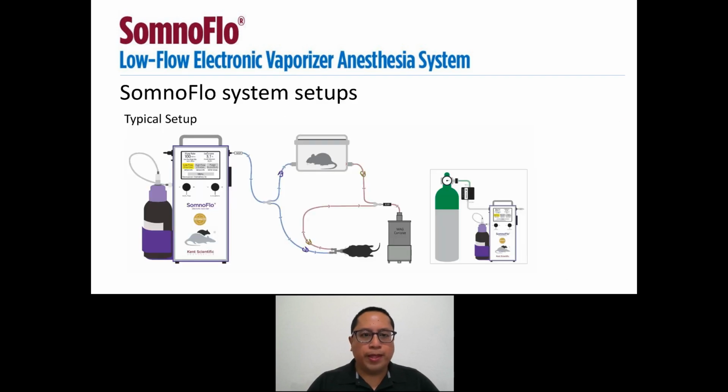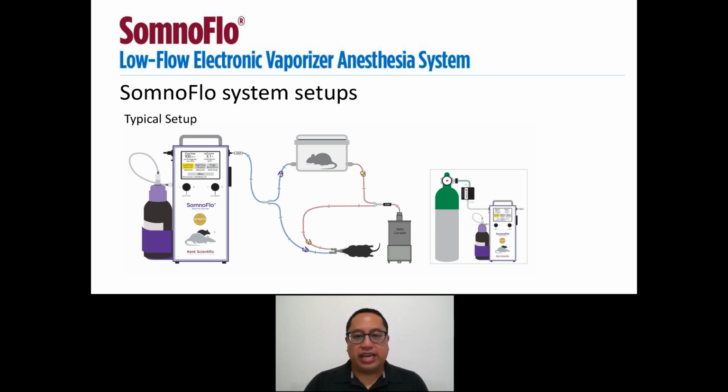Now I will take you through some various SomnoFlow system setups. This diagram displays a typical setup with an induction chamber and a face mask using the 2 accessory adapter. The anesthesia outlet, marked in blue, is the inspiratory line. This line comes directly from the SomnoFlow and splits into 2 branches, either leading to the induction chamber or the face mask. Leading out from the induction chamber and the mask is the expiratory line, marked in red.